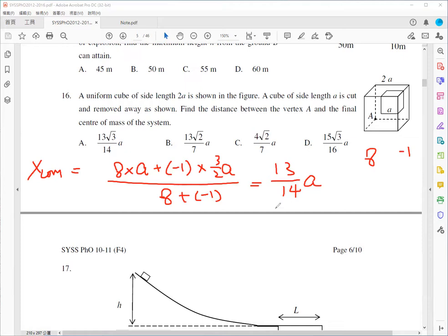So that's why when I look at this question, I will not choose D, because I know in the denominator it should be 8 plus -1. It should be a factor of 7. Okay, but there's no such choice. Yeah, because it's not asking you to find the x coordinate. It's asking you to find the distance from point A to the center of mass. So that means you need to use the Pythagoras theorem.